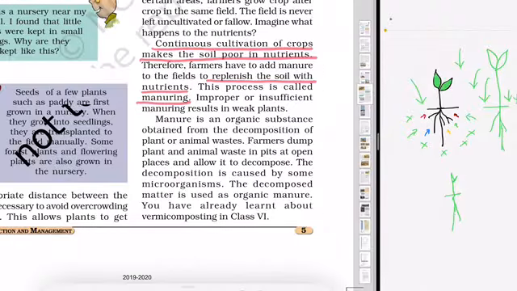That's why you can see that if there are neighboring fields, we can see in neighboring fields the same type of crop growing, but in one field the crop is looking very good, the plants are healthy, whereas in the other field the crops are not so healthy. That is because this field is being added with nutrients. It's supplied by proper nutrients, whereas this field is not.